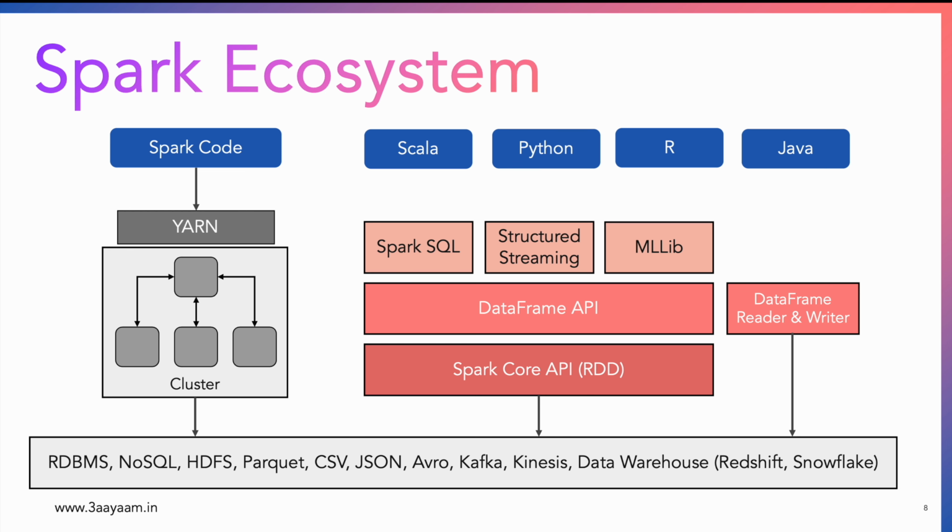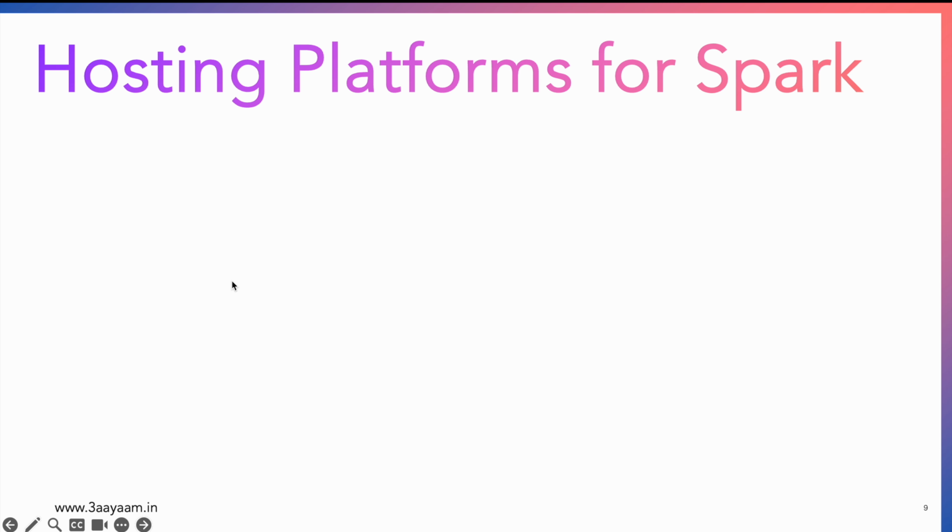So this is the Spark ecosystem. The left-hand side is not the ecosystem. The right-hand side is the ecosystem. The left-hand side is the hosting platform. The cluster that you see here and YARN on top of it is called the hosting platform.